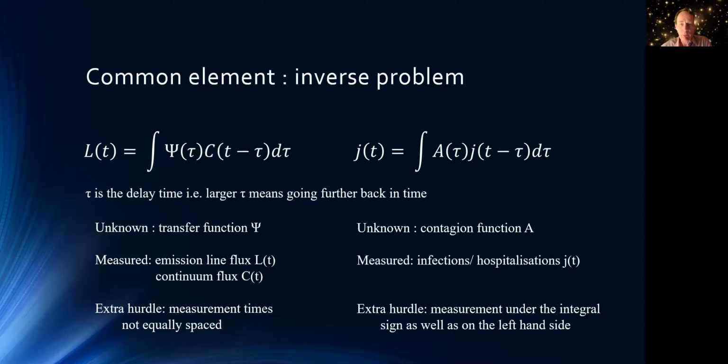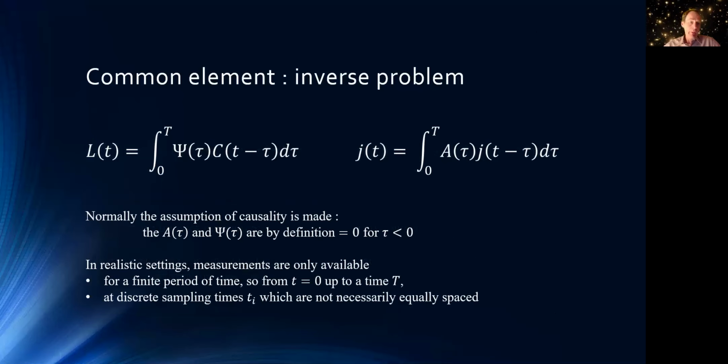But what you can see is clearly I have the same kind of equation. So if a technique works on the AGN, then it's certainly worth having a go at applying it to this type of data. Okay, now I also put in the integration limits here because normally you assume causality.